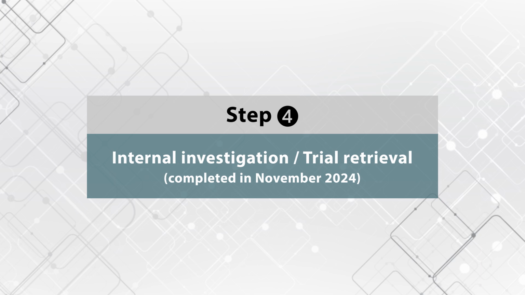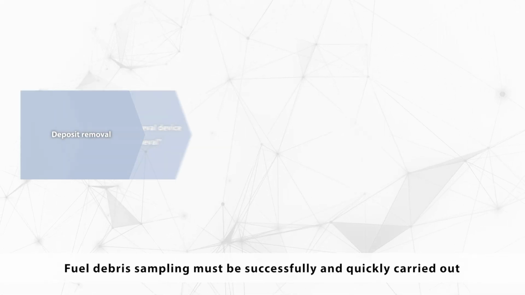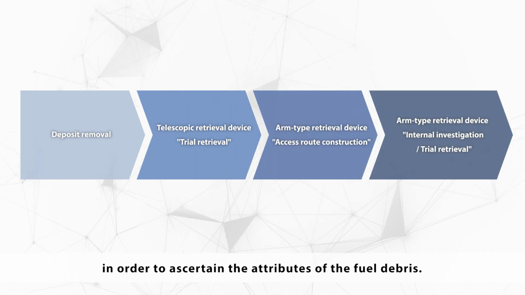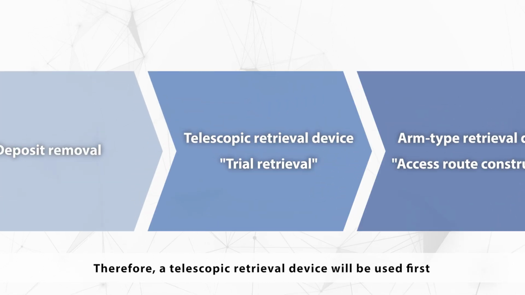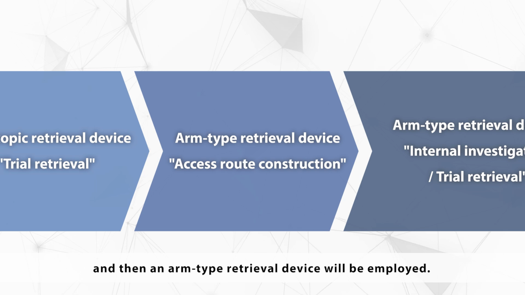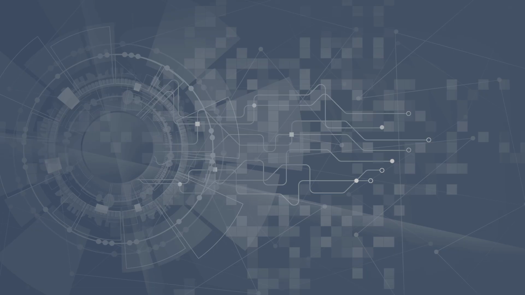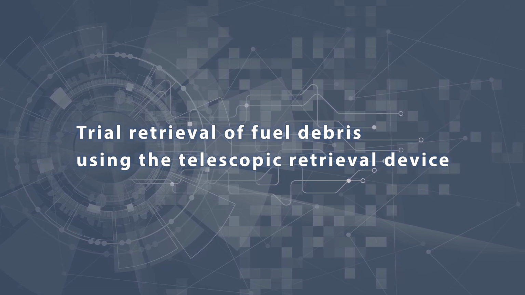Internal investigation and trial retrieval. Fuel debris sampling must be successfully and quickly carried out in order to ascertain the attributes of the fuel debris. Therefore, a telescopic retrieval device will be used first, and then an arm-type retrieval device will be employed. Trial retrieval of fuel debris using the telescopic retrieval device.